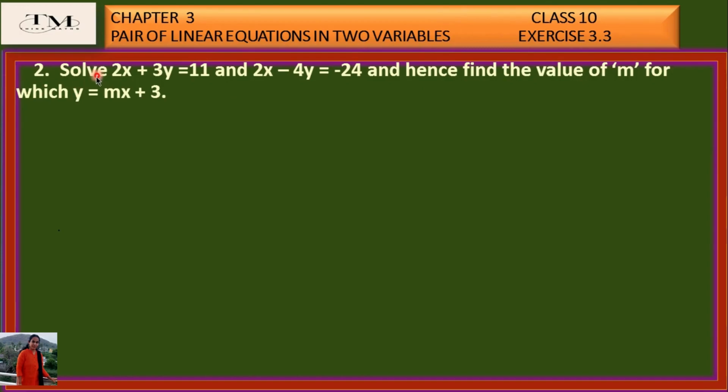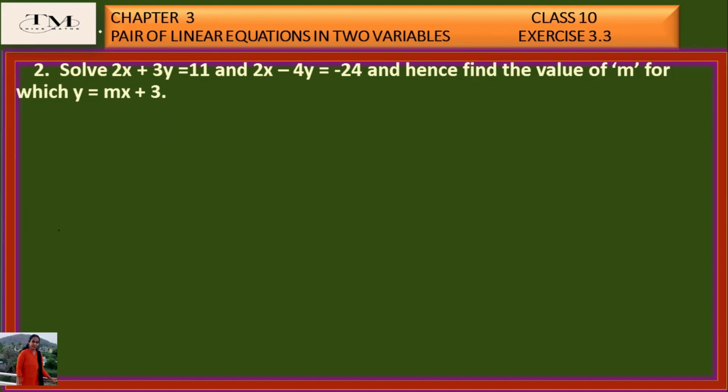So, question number 2: solve 2x plus 3y equal to 11 and 2x minus 4y equal to minus 24, and hence find the value of m for which y is equal to mx plus 3. So we have to solve these equations. We will get the values of x and y. We have to substitute the values of x and y here and find out the value of m. So the first step is we have to solve the two equations.